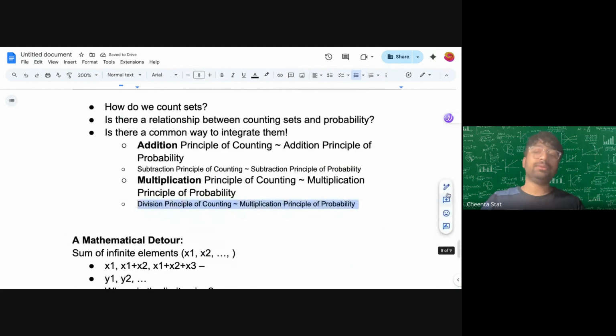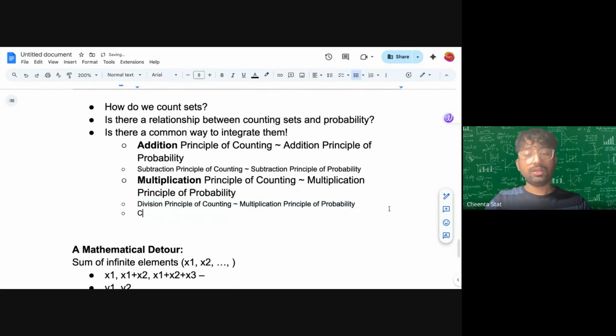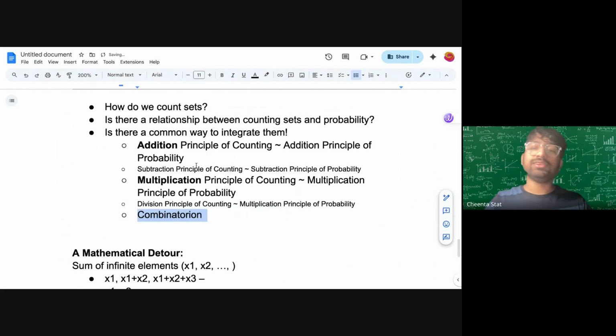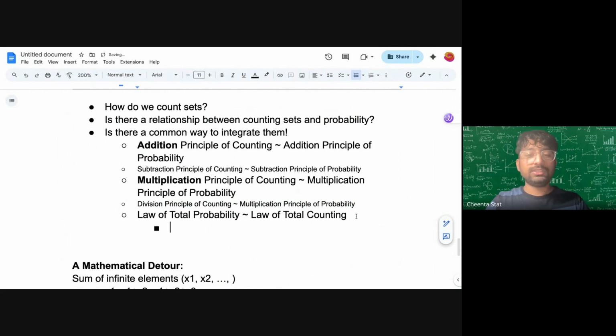But when we combine them, their combination is also there. Unfortunately, there is no such name in counting, but there is a name in probability, called the law of total probability. That is equivalent to the law of total counting. You will never find something called the law of total counting. It's nothing but combining the addition and multiplication principle together.